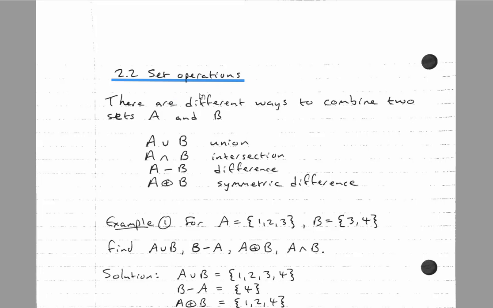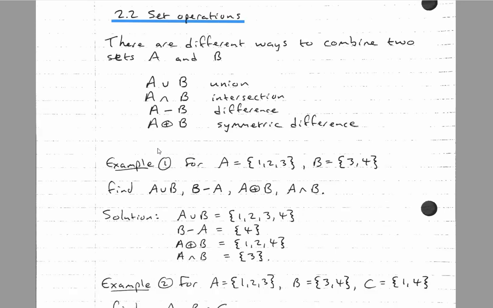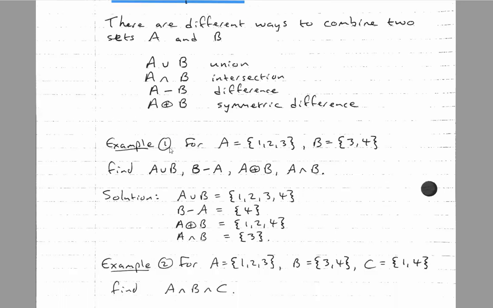Next we looked at set operations, other ways to combine two sets to make a new set. You can have a union with this notation, intersection, set difference, and a plus with a circle, that's symmetric difference. I can ask you to work out these for different sets.